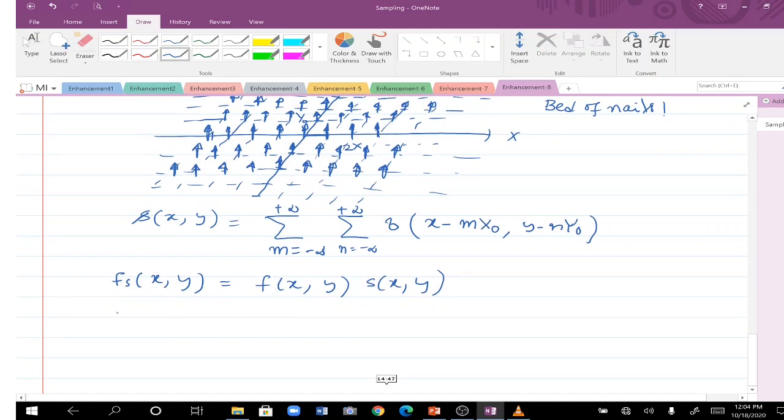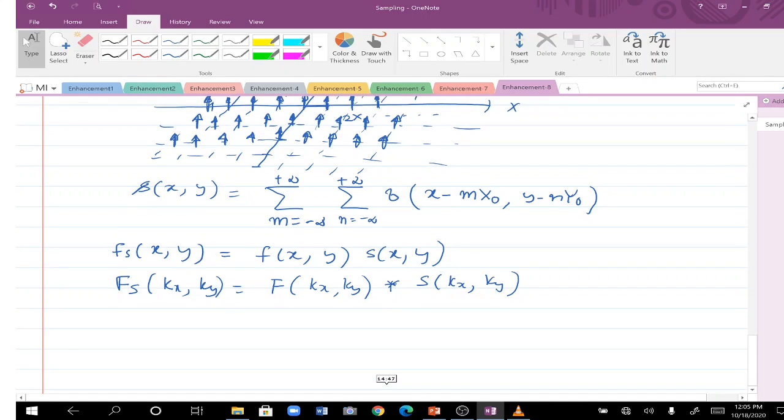Similar to what we did earlier, here also in the Fourier spectrum, F_s of kx comma ky would be equal to capital F of kx comma ky, convolved with capital S of kx comma ky, since multiplication in the spatial domain is equivalent to convolution in the frequency domain. So you need the Fourier transform of this 2D impulse train, right? What would that be?